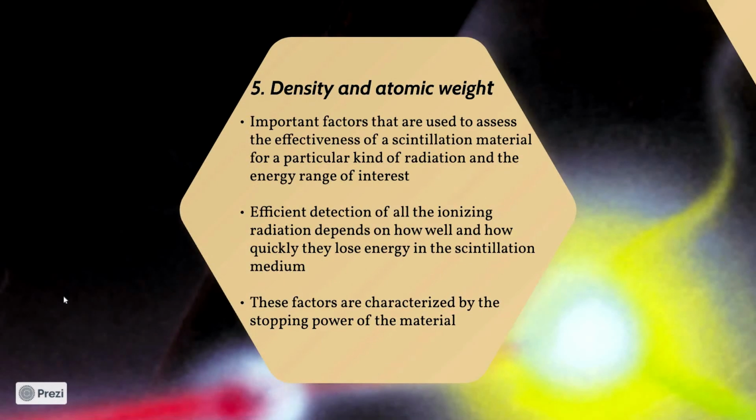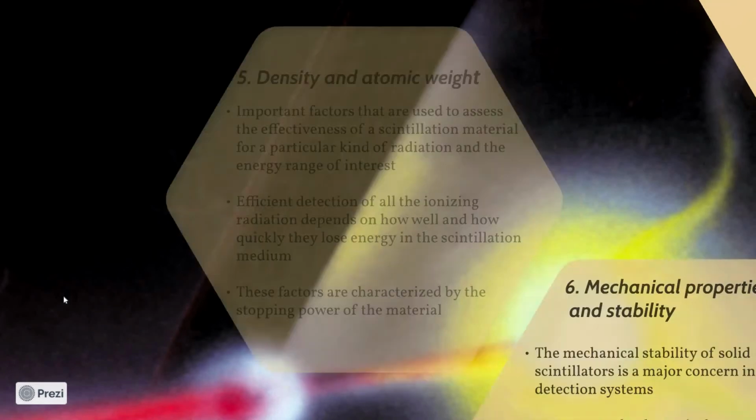Okay, the next property is density and atomic weight. The density and atomic weight of the scintillation material is one of the factors used to determine the effectiveness of the material. Efficient detection of ionizing radiation depends on how well and how quickly they lose energy in the medium, and these are characterized by the stopping power of the scintillation material.